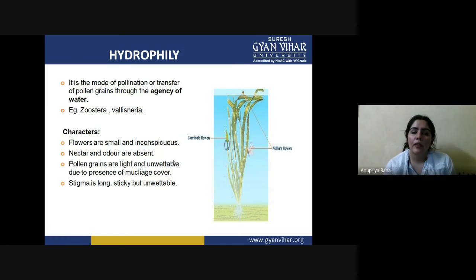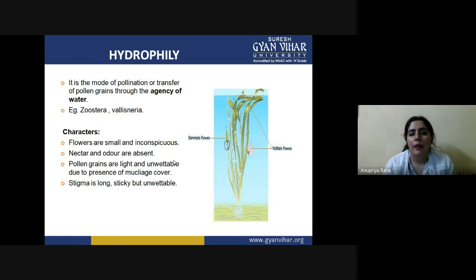Second one is the second type of agents which are used under cross pollination, that are the hydrophily. So in this mode, what happens? Pollination or transfer of pollen grains happens through the agency of water. Now, water will be used for the transfer of the pollen grain. Most of the time, this kind of pollination is abundantly seen in hydrophytes plants, because in hydrophytes, water is the largest medium to transfer anything from one plant to another plant.